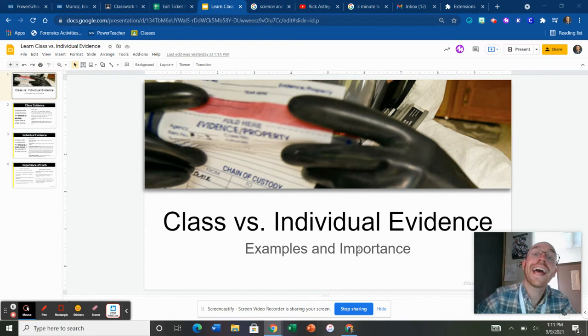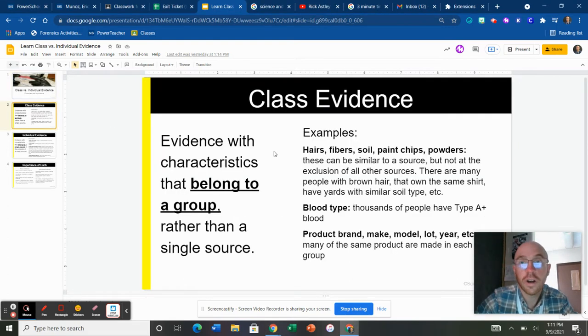So remember, today in class we were talking about the difference between different types of evidence. We focused on class versus individual evidence, and on this idea of class evidence being evidence that belongs to a group, not just a single source. So this is really broad pieces of evidence. We talked about things like hair, because different hair can come from different people, right? Different people have brown hair fibers.